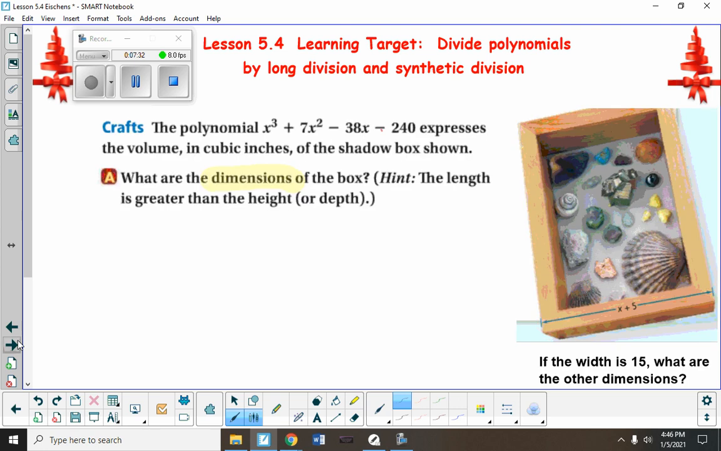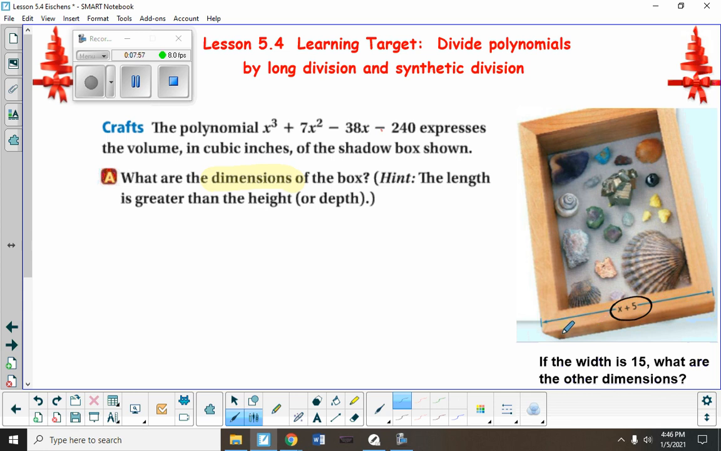Okay, this next one, it's a word problem. It says the polynomial x cubed plus 7x squared minus 38x minus 240 expresses the volume in cubic inches of the shadow box shown. What are the dimensions of the box? So first of all, x plus 5 is one of the dimensions. That's the width. We have to find the length and the height of it.